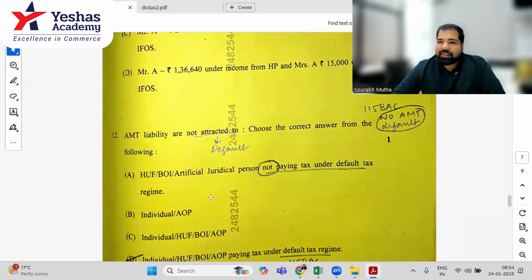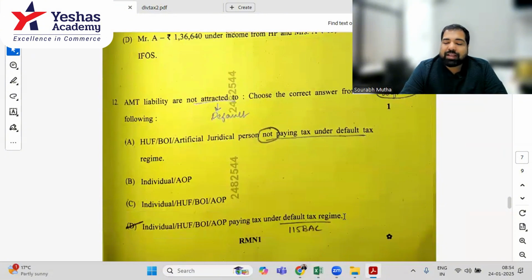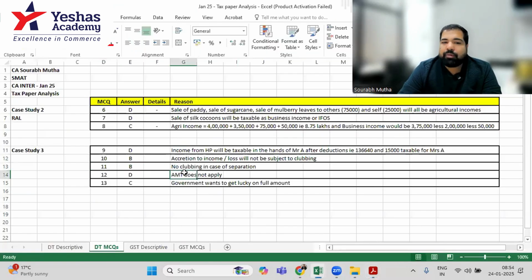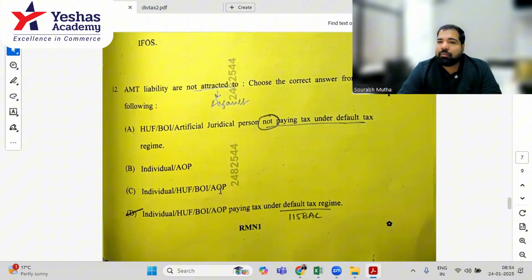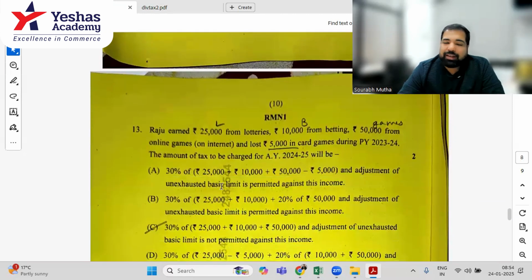Alternate minimum tax, something that scares a lot of people. Guys, but this question is very, very simple. Alternate minimum tax is not attracted in the case of the default tax regime, that is 115BAC. There is no AMT, so that is the answer. 12D, again for 1 mark, very, very simple. AMT does not apply in case of the default tax regime, 115BAC. Let's go to the next one.